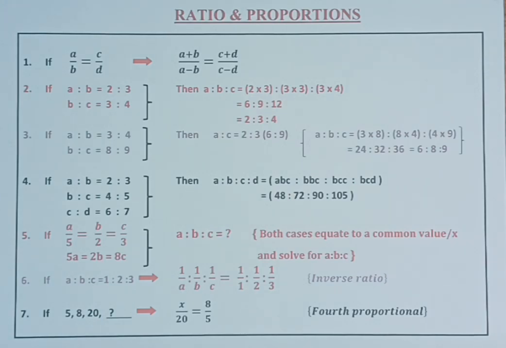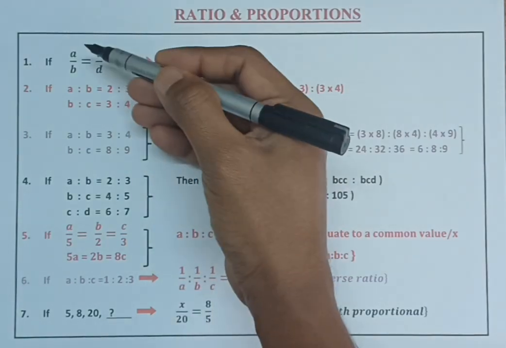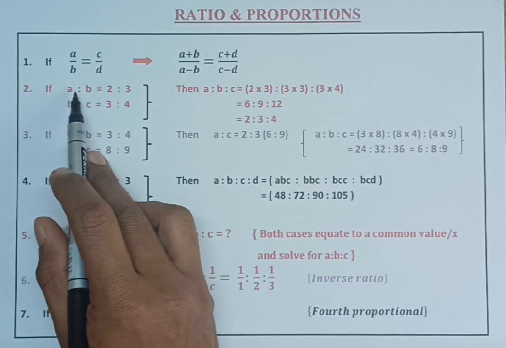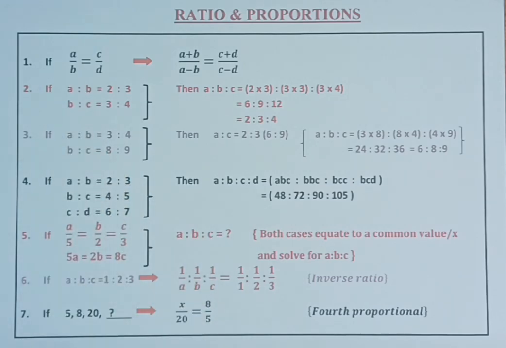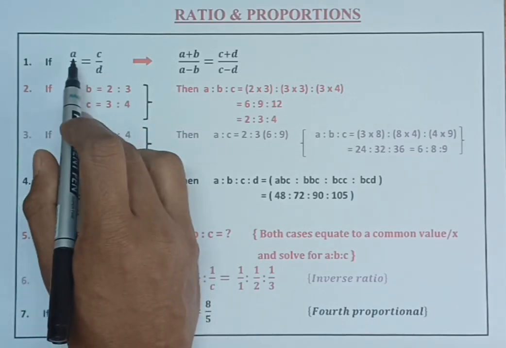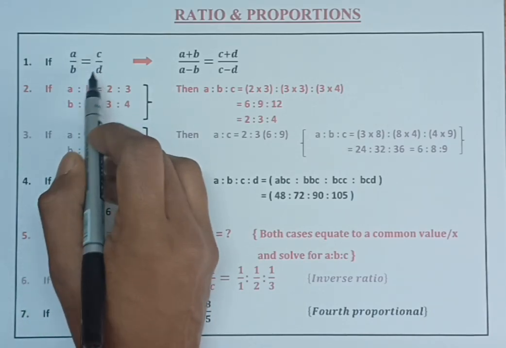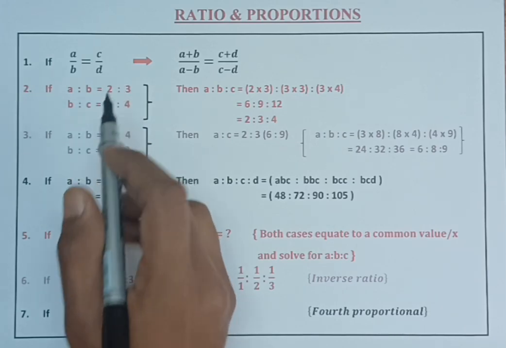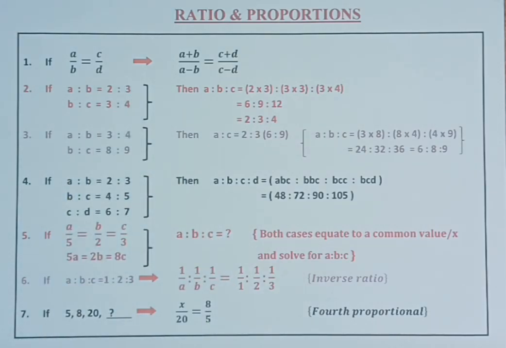Whenever two variables are represented in the form of a fraction, like A by B, or in the form A colon B, it is called a ratio. Whenever two fractions are equated, like A by B equal to C by D, or A colon B is equated to a value like 2 is to 3, such expressions are called proportions. So let's now learn some of the important results and tricks to solve problems on ratio and proportions.